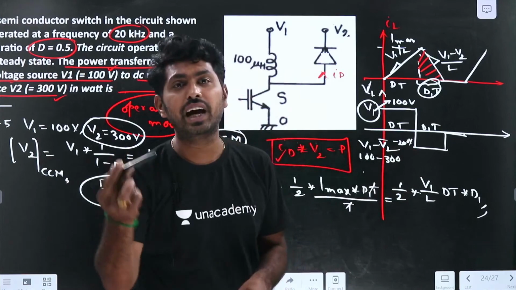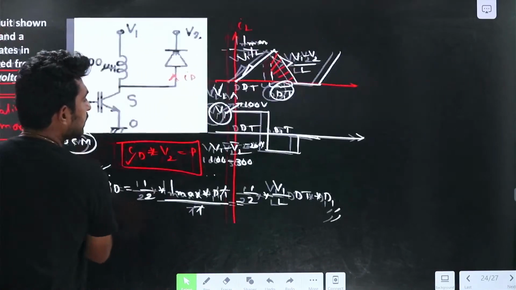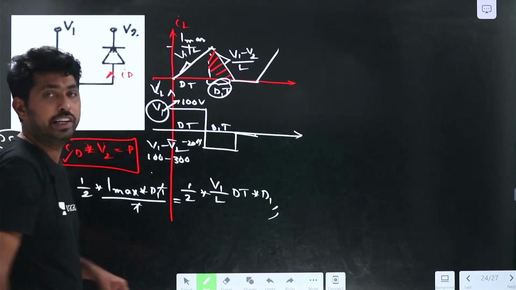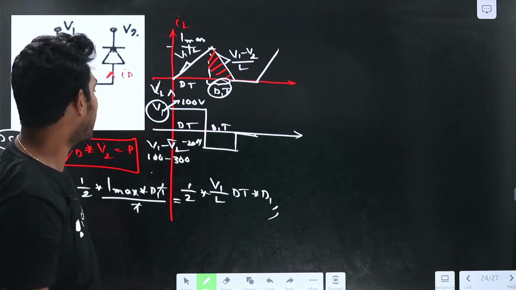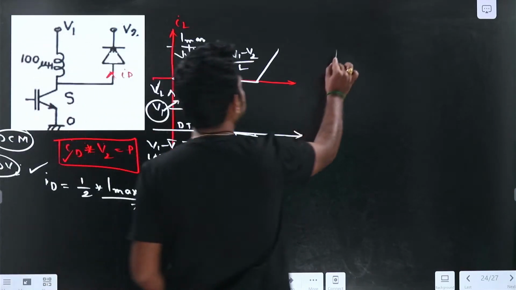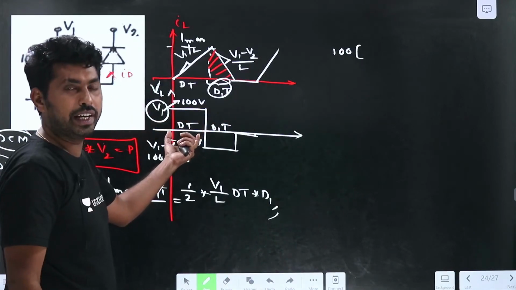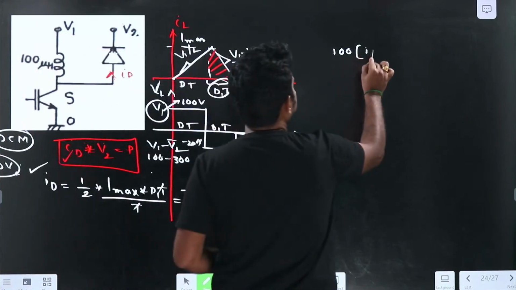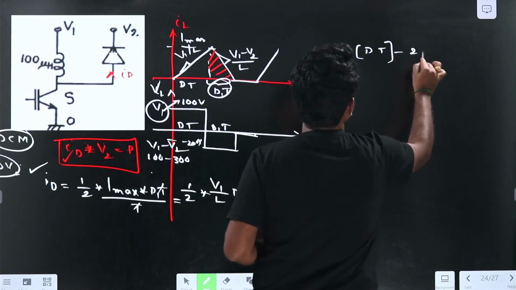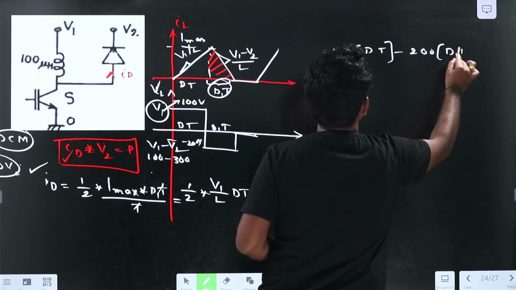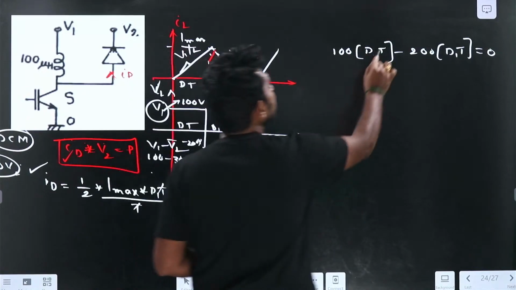Now I need to find the D1 value by applying the volt-second balance. That is V1 into D into T, 100 into D into T, minus 200 into D1 into T, which is equal to 0. I don't know the D1 value, so let me find the D1 value.